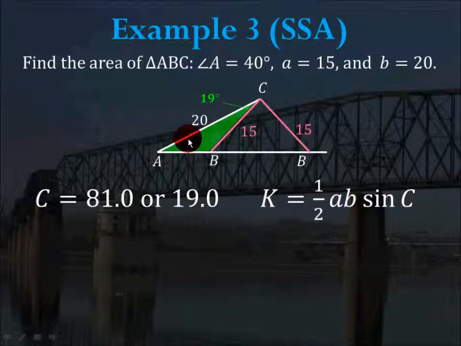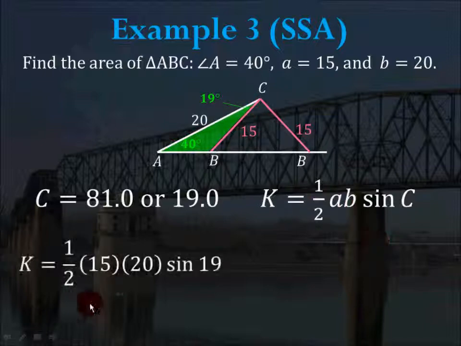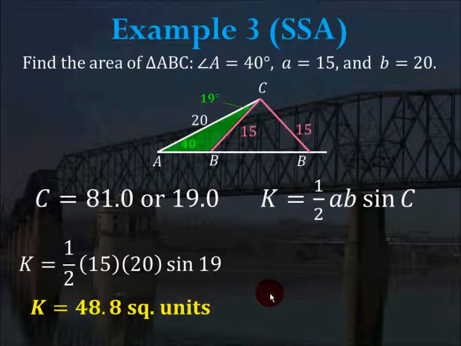So let's take a look at this green triangle first. This is the 19 degree angle. We know the two sides that include the angle. So the area of this green triangle is 1/2 times 15 times 20 times the sine of 19. Multiply all those together and you get your area is 48.8 square units.